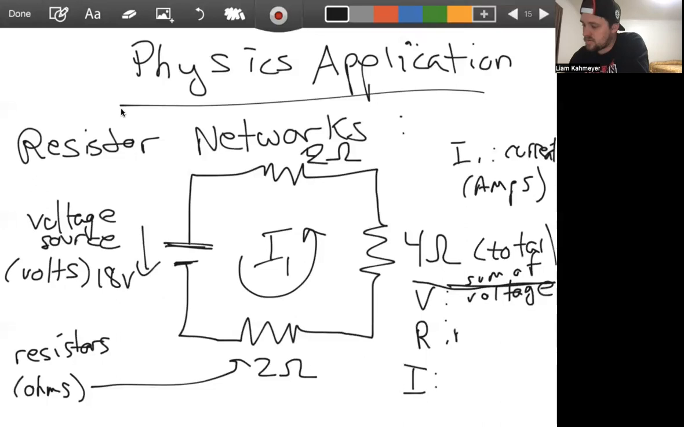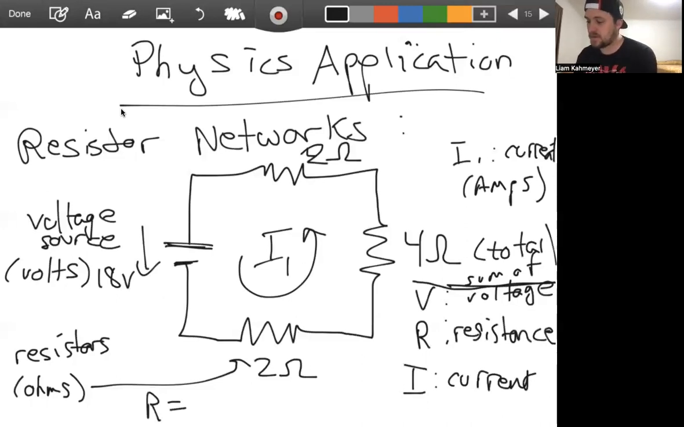And so this would be resistance. And then I, like I've already said, is the sum of all the currents. In this example, there's only one circuit, so we only have one current. The only thing that would be a non-trivial sum is R, which is going to be 2 plus 4 plus 2 ohms, which is 8 ohms, right?